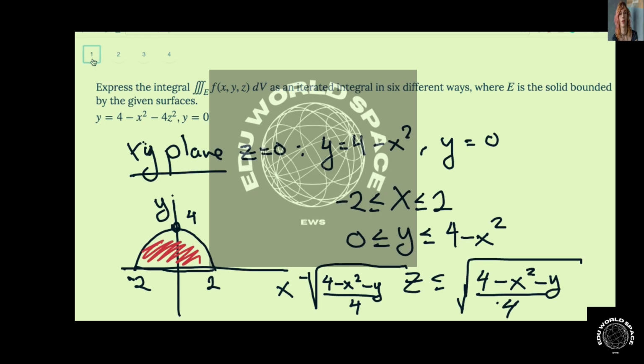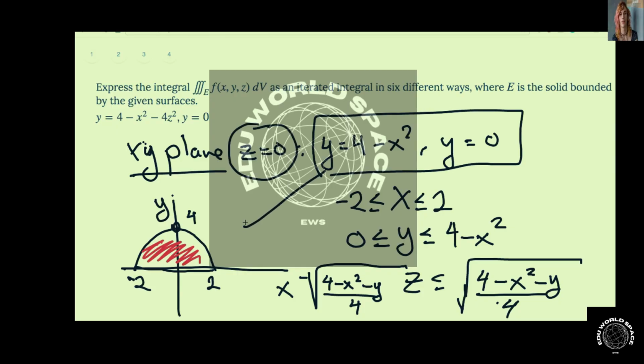All right, so we want to express this integral in 6 different ways. Yes, we want to do this in 6 different ways. So the first thing that we're going to do is look at our solid in the xy plane. That means z is equal to 0. So we get this here, and we've graphed this here.